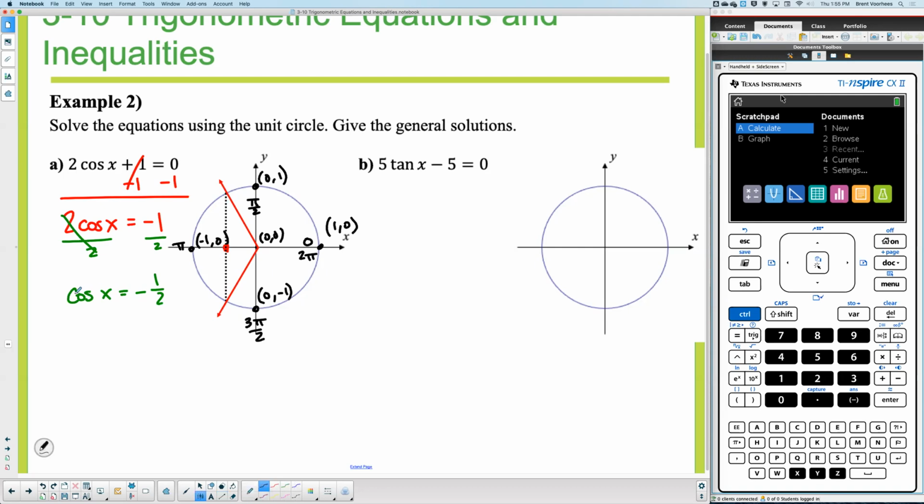Okay, so now picking back up over here. Doing the algebra, to isolate this x, we would do a cosine inverse. X would equal cosine inverse of -1/2. Well, as we learned last class, cosine inverse is only going to give us one answer, and it would be this answer right there. So I'll show you how to get the other one.